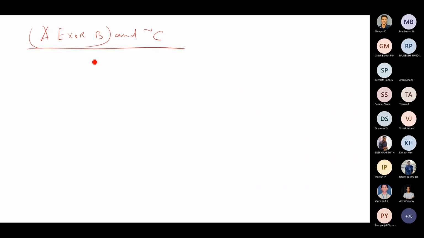Why don't you construct a decision tree for this particular expression? Quick. A XOR B and not C. Okay, the first step would be to determine this one.